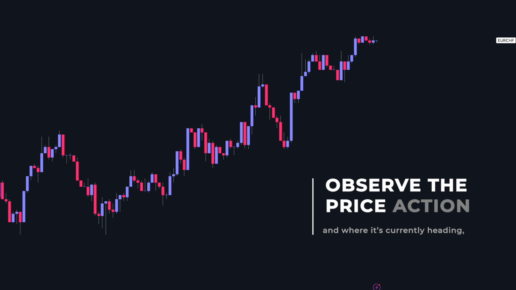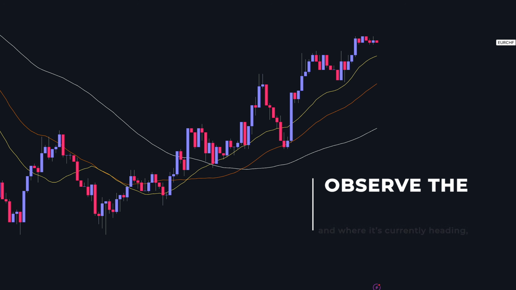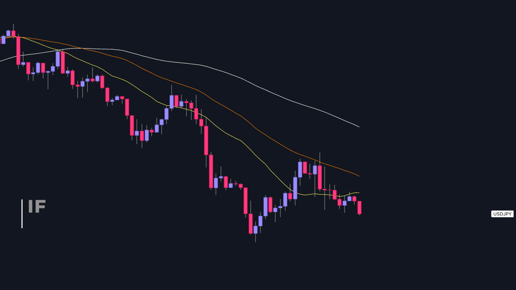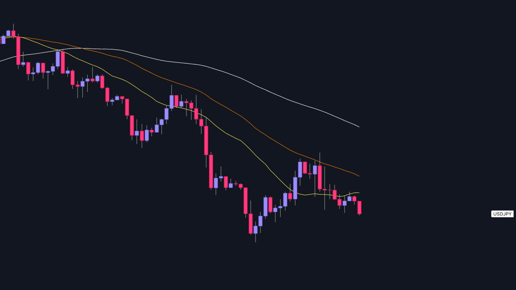To find the trend, you simply need to observe where the price action is moving and then determine whether it is above or below the moving averages. When the price is above the 3 moving averages, it's an indication of an uptrend, and this uptrend is categorized by a pattern of higher highs and higher lows. However, if the price consistently falls below the 3 moving averages, it usually indicates a downtrend. And in such cases, you will often observe how the price forms a pattern similar to descending steps, forming lower highs and lower lows.